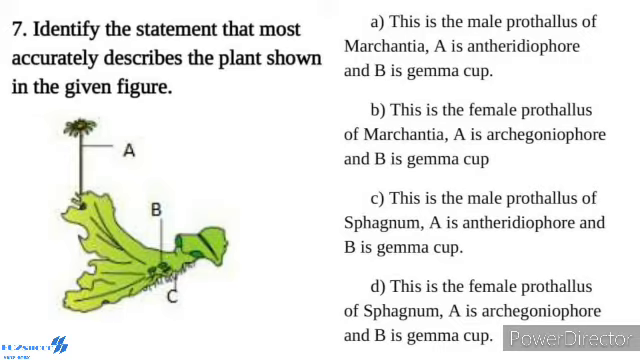So the correct answer is option B. B is the female prothallus of Marchantia. A is archegoniophore and B is gemma cup.